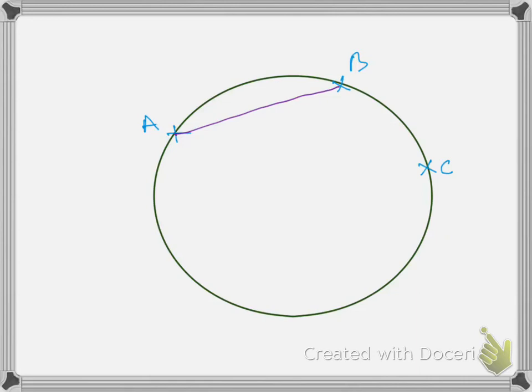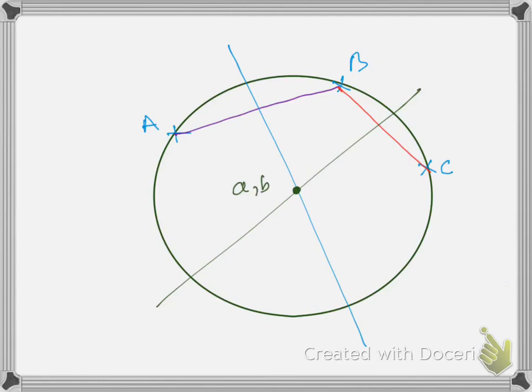Number 1, draw the chord AB and then draw the chord BC, and then draw the perpendicular bisector of AB, and then draw the perpendicular bisector of BC. The center will be the point of intersection of these 2 bisectors. You can draw any 2 chords first, like chords AB and BC, like which I did in this question, or you can draw the chords AB and AC.